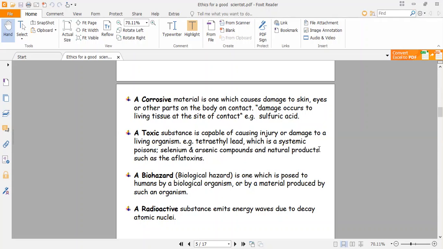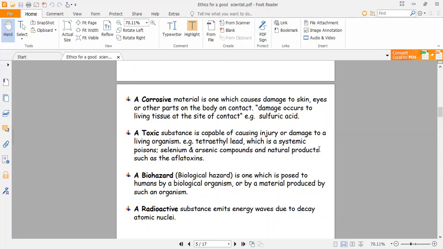Hazards can be of another type, that is biohazard. Biohazard means the hazard that is posed by biological organisms like microorganisms. So if you are working with microorganisms, you should follow the appropriate measures to deal with different types of microorganisms. Like if you are working with biosafety level 1 microorganisms, then you need less protection measures. And if you are working with biosafety level 4 microorganisms, then you need very intensive protection against that.